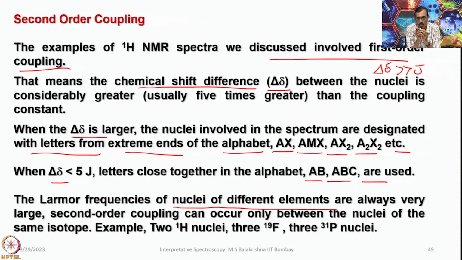Second order coupling can occur only between nuclei of the same isotope. One should remember that. Nuclei of the same isotope only can exhibit second order coupling. For example, protons on the same carbon atom, when they are chemically equivalent and magnetically non-equivalent, we come across it. But vicinally substituted fluorine and hydrogen can never show second order coupling; that is always a first order spectrum. That means second order coupling can occur only between nuclei of the same isotope, for example between two 1H nuclei, two 19F or two phosphorus.